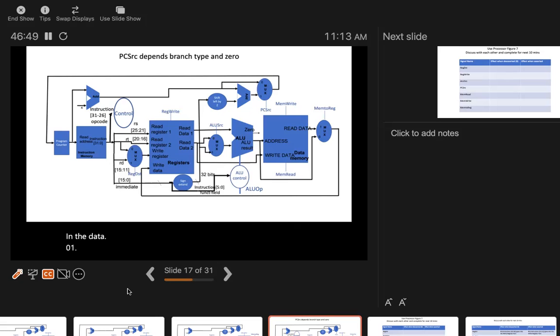Right. But be more specific. For example, when it is 0, I would say memory write signal is disabled. Memory write 1, memory write enabled. So be more explicit.